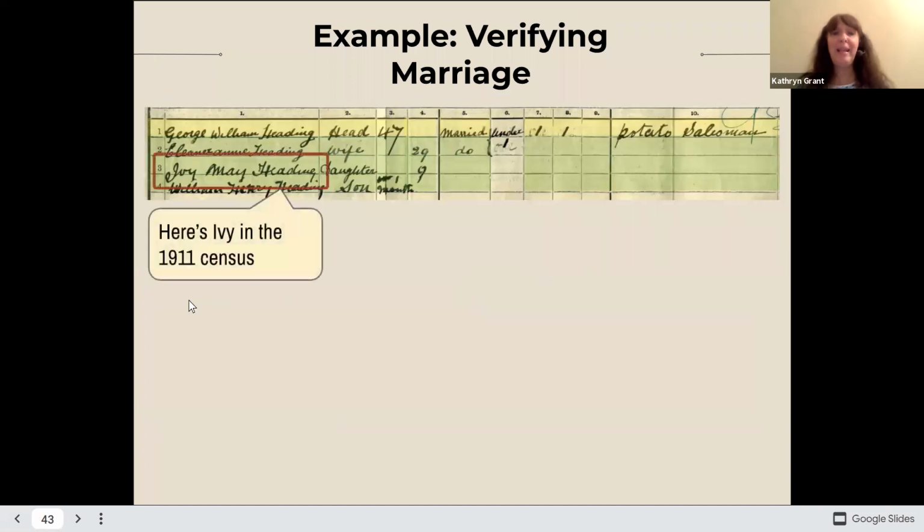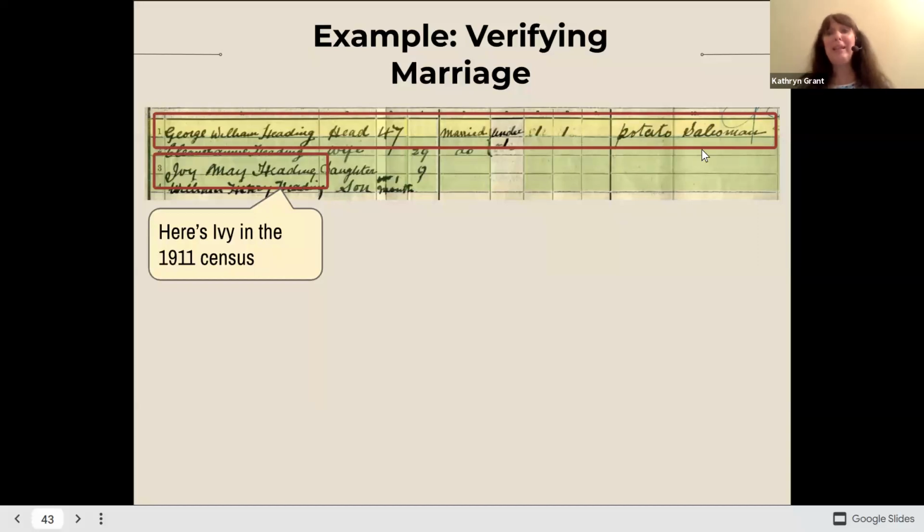In this census, Ivy is 9 years old. And her dad is George William Heading, kind of a unique name, which is good. But look at the occupation. I have to admit, that was, I think, the first and only time that I've ever seen this occupation. He is a potato salesman. How cool is that? I don't know if he had roots in Ireland or something because they were famous for their potatoes, but this would just make him so easy to trace.